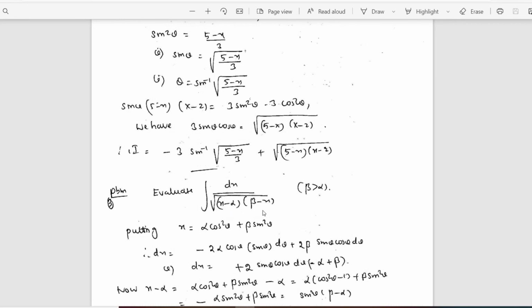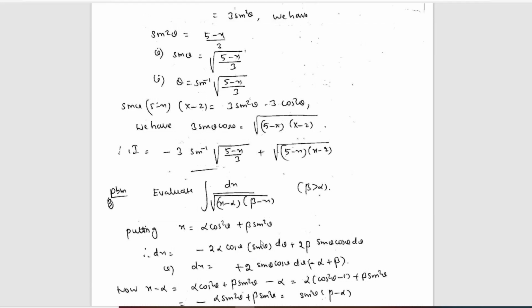The next problem is evaluate integral 1 over square root of x minus alpha into beta minus x. 1 upon root of x minus alpha into beta minus x. As we have discussed in the last two problems, we have taken x equal to alpha cos square theta plus beta sin square theta, the similar type. So find dx. What is dx? Differentiation of cos square is 2 cos theta, and differentiation of cos is minus sin theta. Alpha is the constant here. And differentiation of theta is d theta.